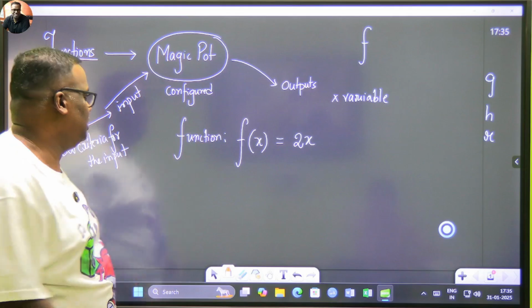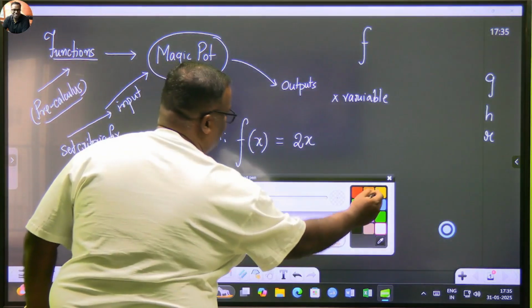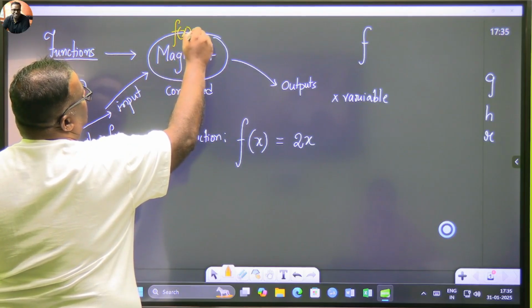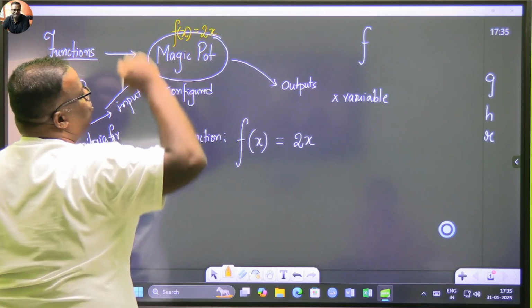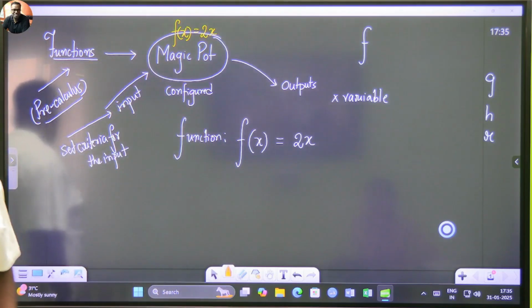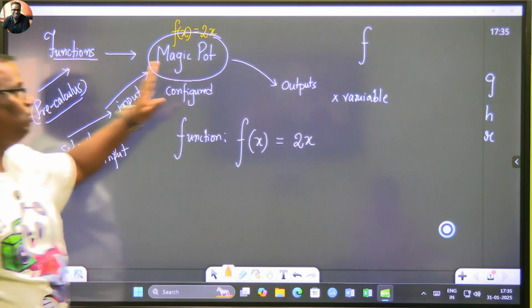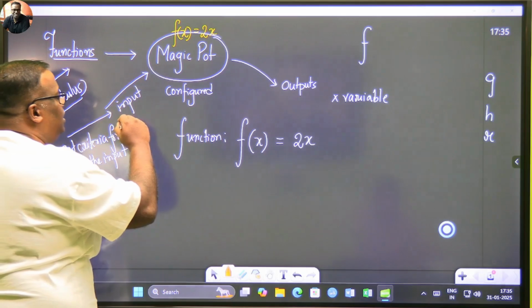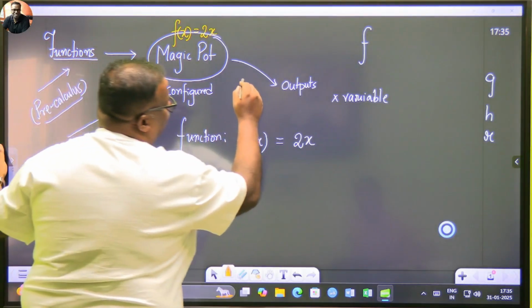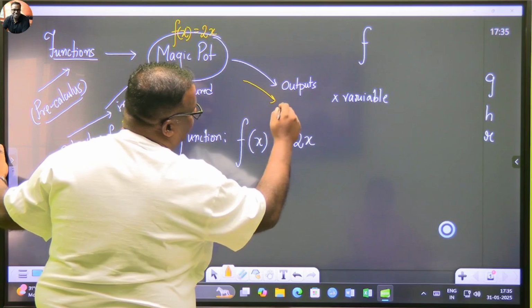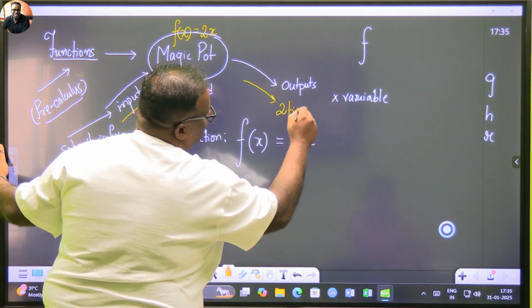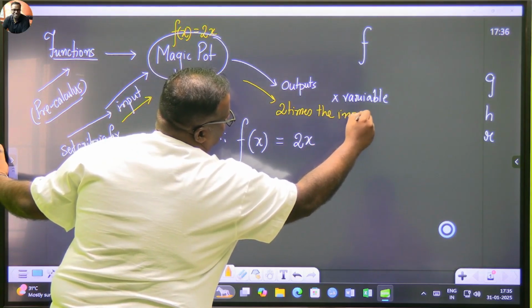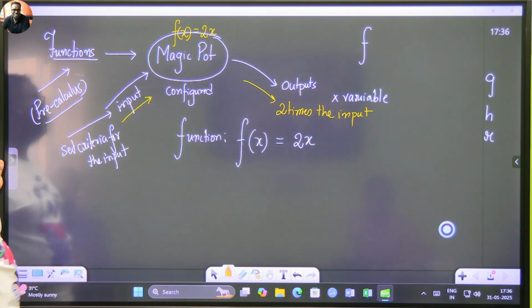Now let's try to put it in this magic pot. Your function for this magic pot is f of x equal to 2x. That means anything that I enter from this side as an input, the output will become 2 times the input. Is this clear? Now we said, can everything be my input?